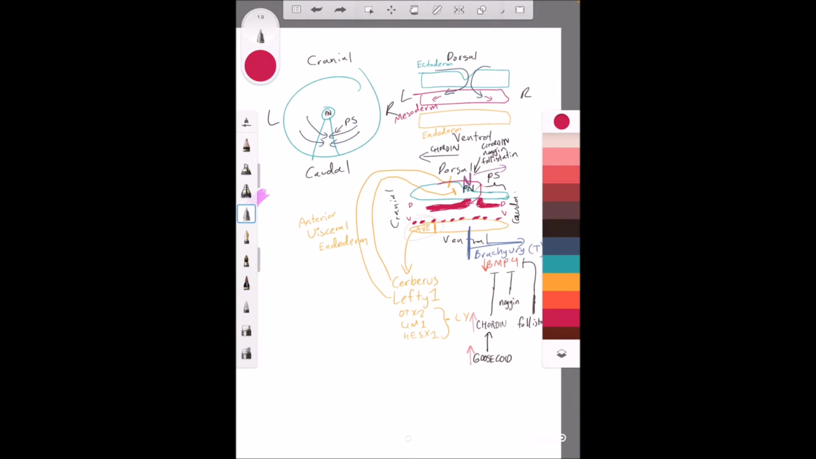But anyway, so there's that. So that's what we've got for the formation of head to tail. And I'm gonna take a break here and save this video.